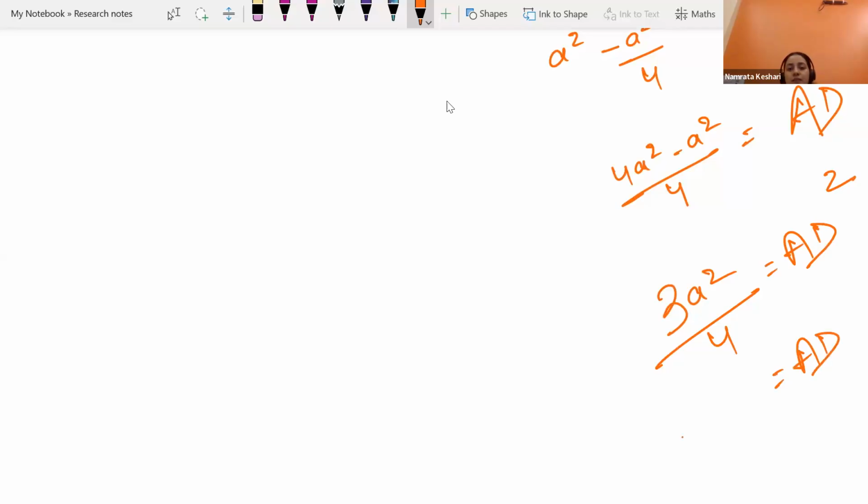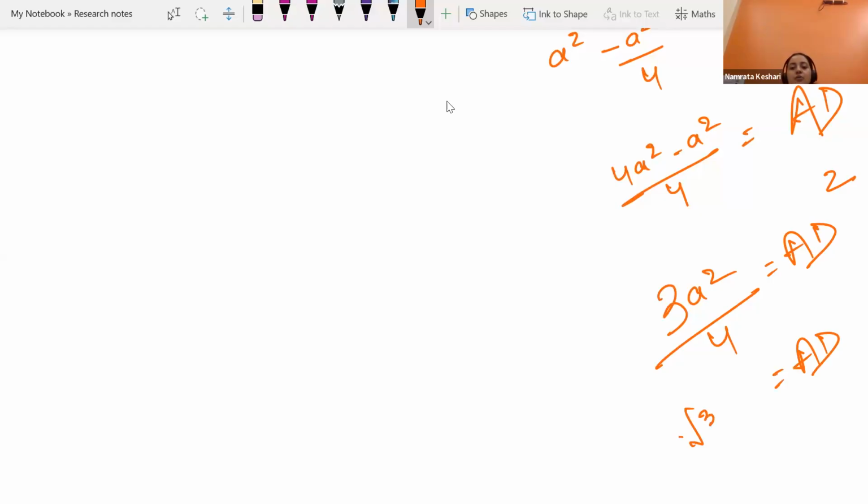Ma'am, we can do this in this one, right? Like in Heron's formula also. Yes, area we can find by Heron's formula also, and we can find it like this also. Both ways you will be getting the same. Okay.